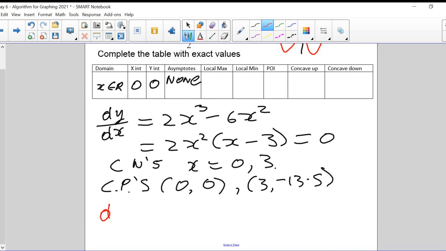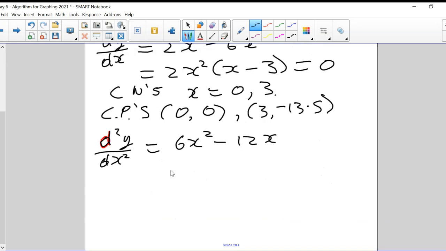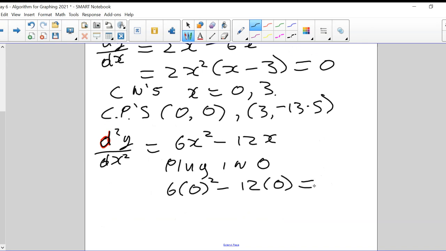So d2y over dx squared would be equal to 6x squared minus 12x. Let me just double check my math here. 6x squared, okay, yeah, that seems about right. And we can plug both of these into it. So when I plug in 0, I'm going to end up with 6 times 0 squared minus 12 times 0 is 0.